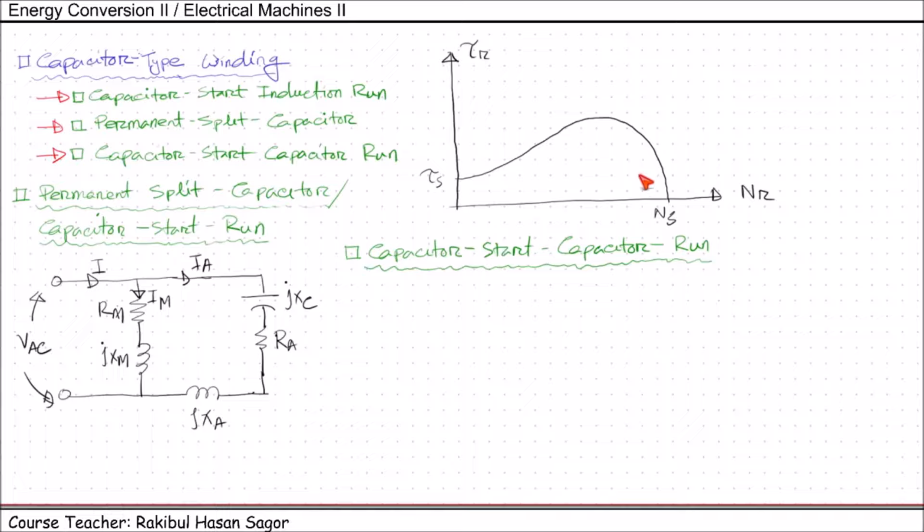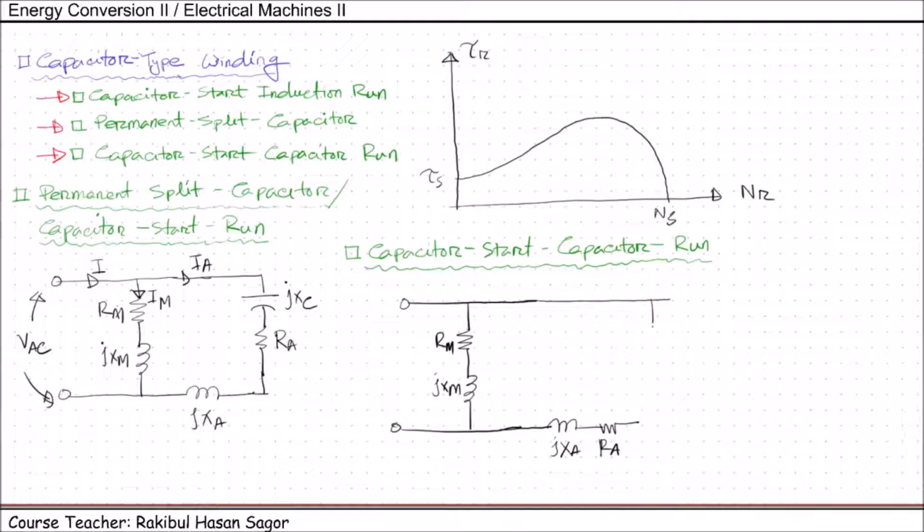So in order to get both the largest possible starting torque and the best running conditions, two capacitors can be used with the auxiliary windings. Let me show you how the capacitors are connected. This is the main winding as usual. We have RM, jXM, jXA, RA, the auxiliary winding resistance.